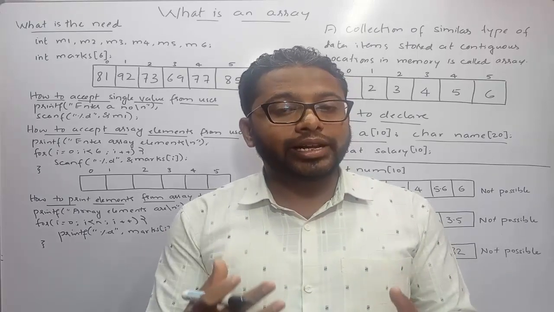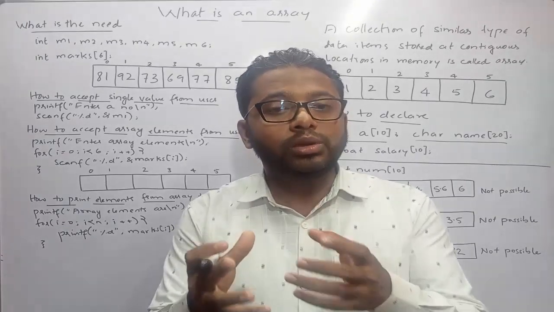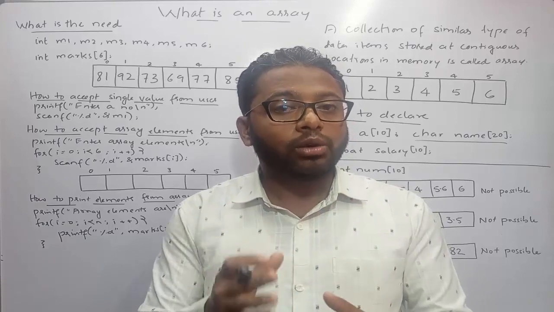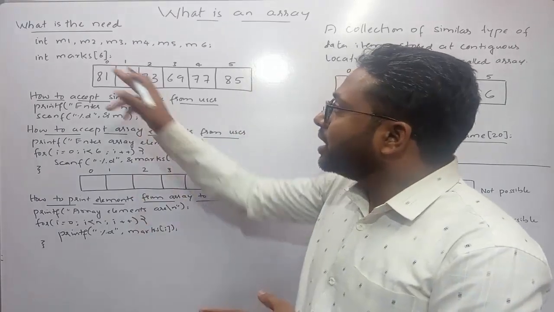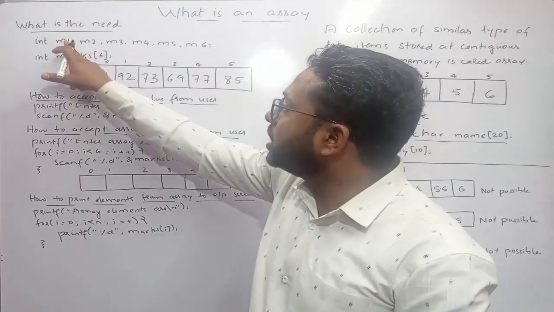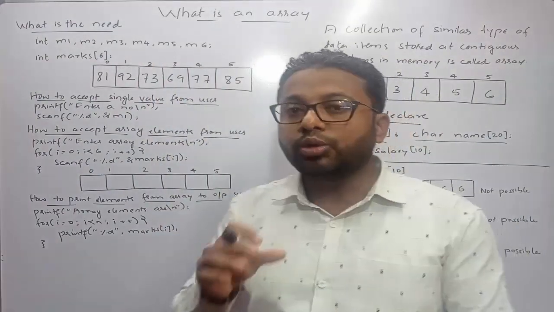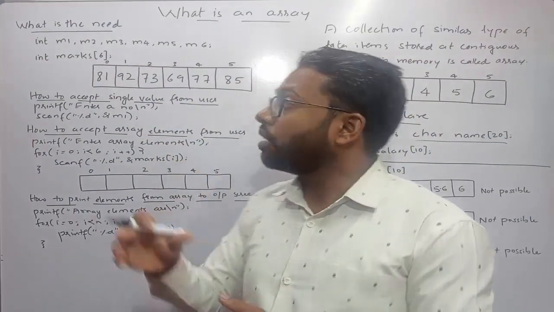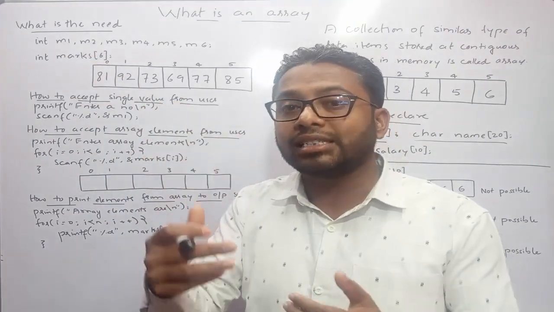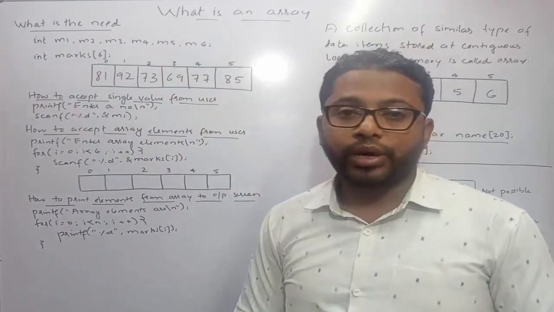That means you need to create 6 different variables inside your program to hold those 6 marks if you don't know the concept of array. So you will create 6 variables of type integer, starting from m1 to m6, because in these 6 variables you are going to store 6 marks. m1 will store the marks of the first subject, m2 will store the marks of the second subject. Like this, the 6 subjects' marks you will store inside these 6 variables.